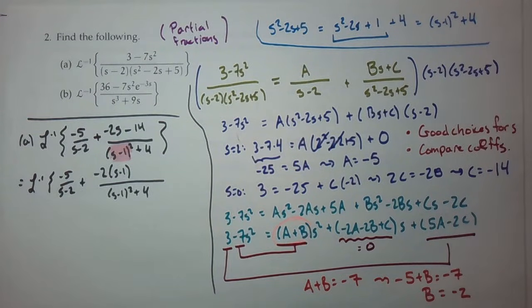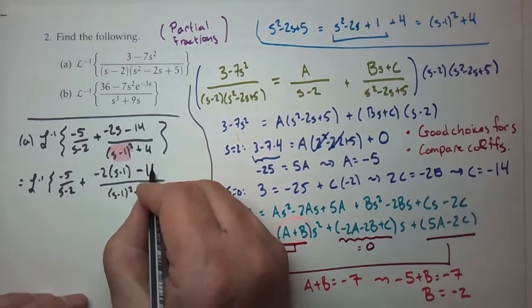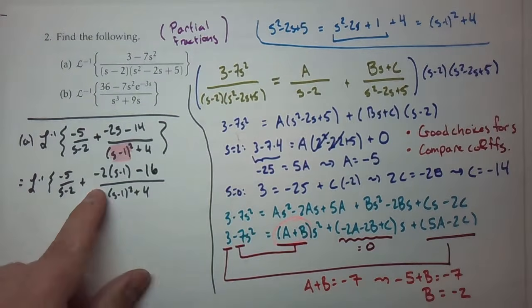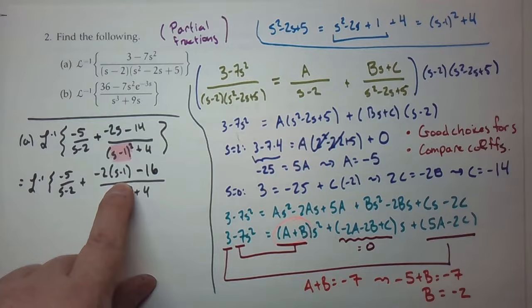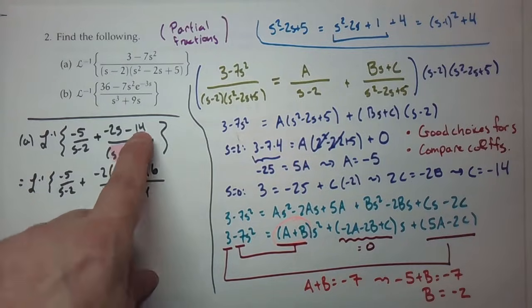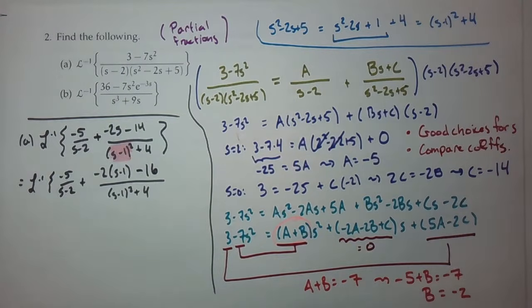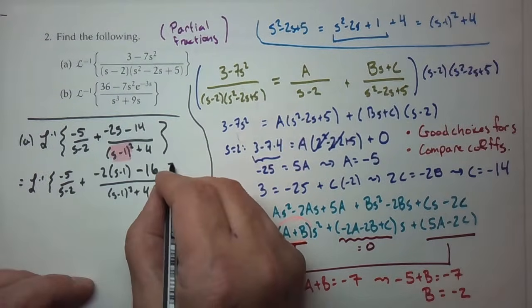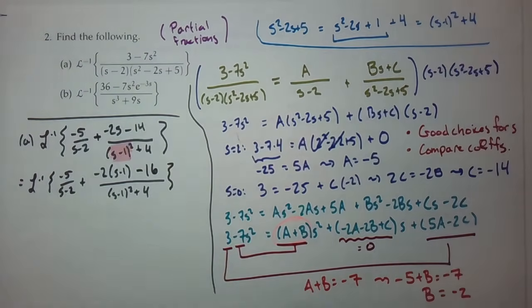No, it's minus 16. When in doubt, just expand. Minus 2 times minus 1 would make a plus 2. Plus 2 minus 16 is minus 14. It's okay to check your work. We're going to check it, so you should check it too.